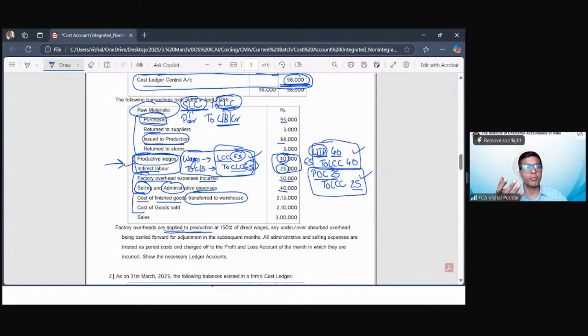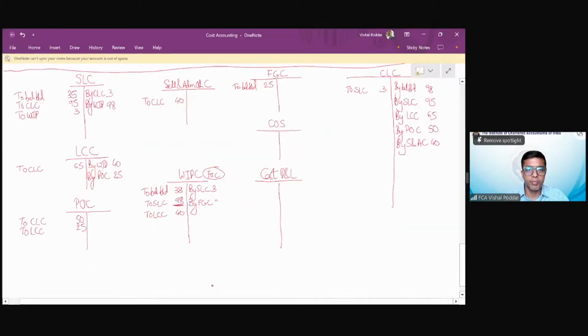Now you have to understand from where they are transferred. They are transferred from factory. Factory is represented by WIP. Warehouse or godown is represented by finished goods. So I'm transferring my completed goods from my factory to my godown. 213 is the amount. So this is factory. So the factory is transferring the goods to godown, and the godown is getting the goods from factory.